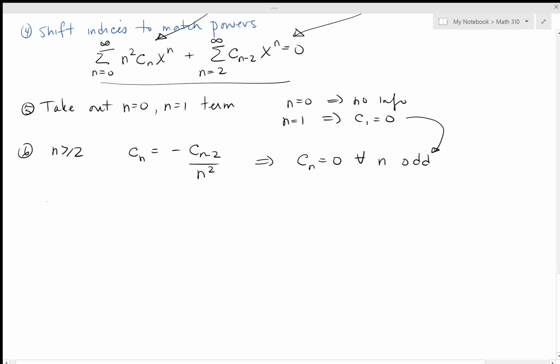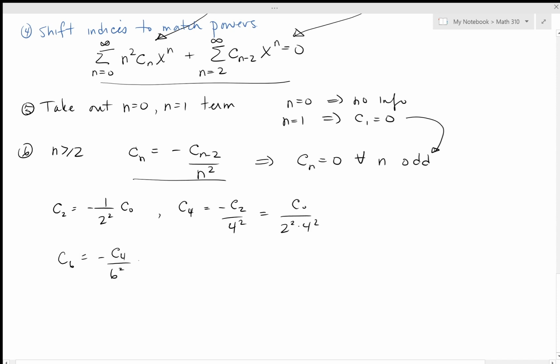I will get here C2 is equal to minus 1 over 2 squared C naught. And then C4, so I'm using this recurrence relationship right there to do that. C4 is equal to minus C2 over 4 squared, and that's equal to C naught over 2 squared times 4 squared. And then keep going, just another one, C6 is minus C4 over 6 squared, and then that's going to be minus C naught over 2 squared times 4 squared times 6 squared. So now I'm going to observe the pattern.